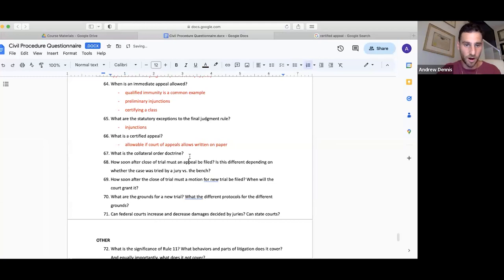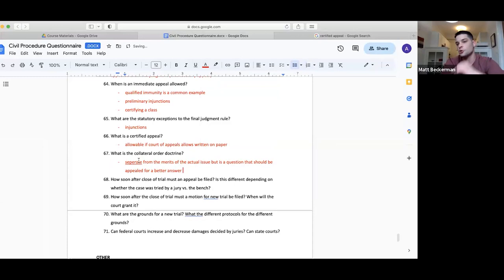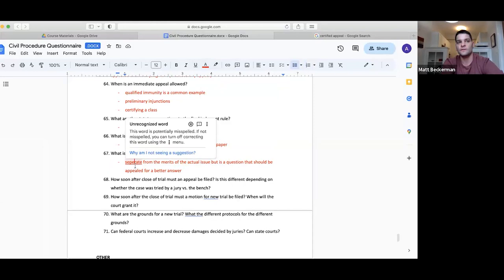All right, what is the collateral order doctrine? Yeah, so that is something that is separate from the merits of the actual issue, but it's a question that should be appealed for a better answer. I can't think of a great example for that, but I can after the break. If you don't appeal this now, one, it has to be separate from the main issue, and it's something that could be resolved by bringing it up. If you don't do it now, it can't be reviewed later on.